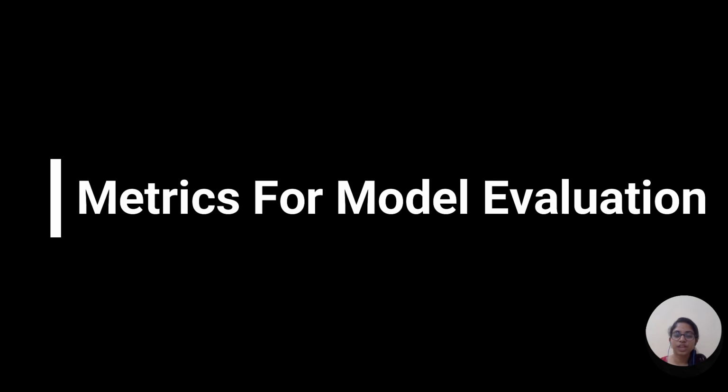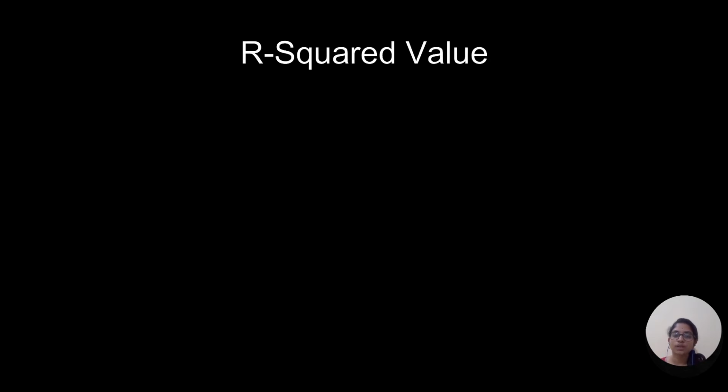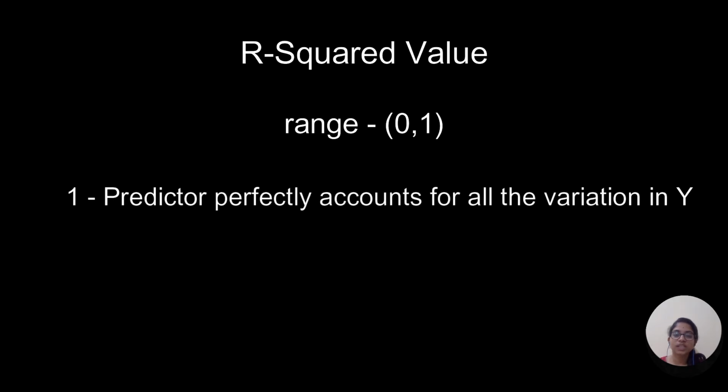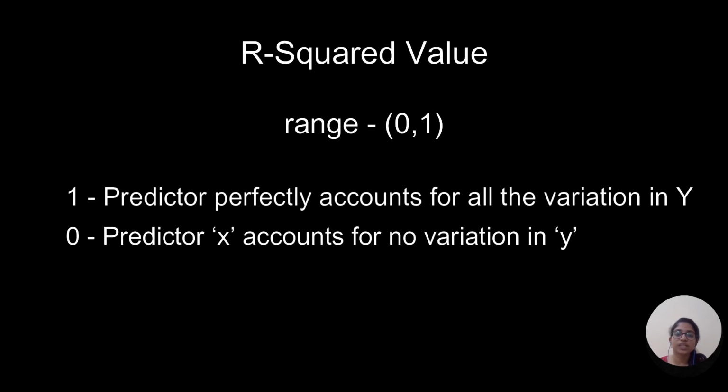Metric for model evaluation: R square value, and this value ranges from 0 to 1. A value of 1 indicates the predictor perfectly accounts for all the variation in Y, and a value of 0 indicates that predictor X accounts for no variation in Y.